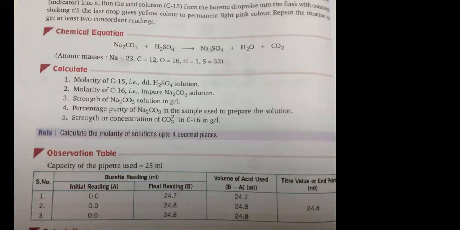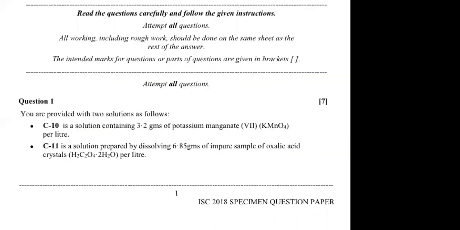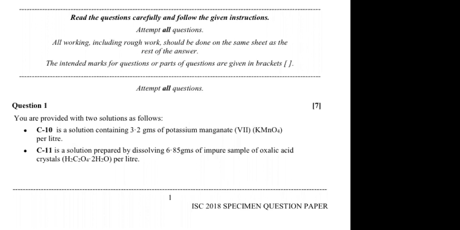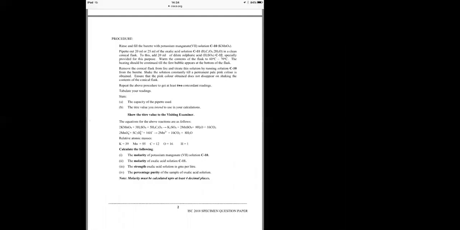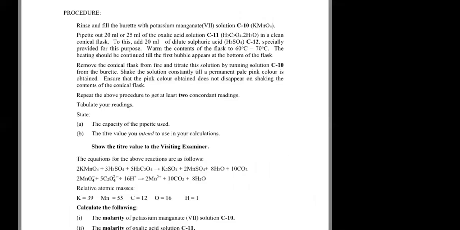Let us go to that now, just to see what is given in there, so that it's easier for you to understand. This is a sample paper of the chemistry practicals, and you see in this case two solutions are given: C10 is a solution of 3.2 grams of potassium manganate, and C11 is a solution prepared by dissolving 6.85 grams of impure sample of oxalic acid. Now in these questions also, the procedure is given for standard 12: you have to fill the burette with potassium manganate, and then take the oxalic acid solution in a clean conical flask.